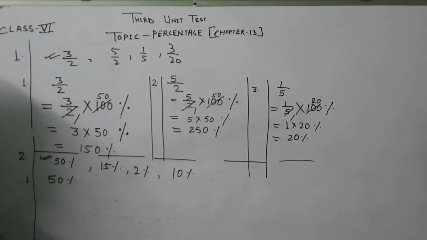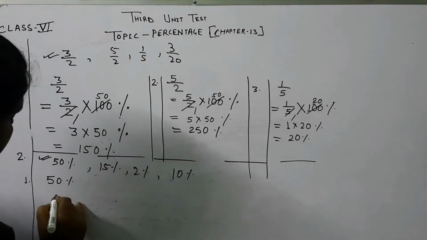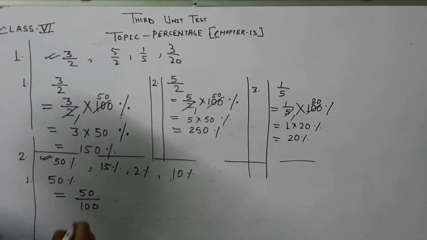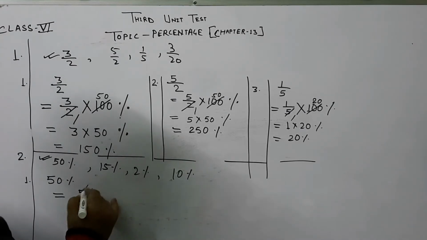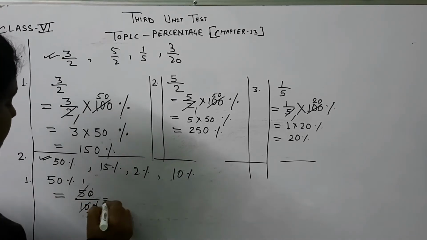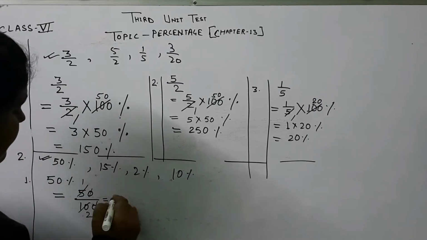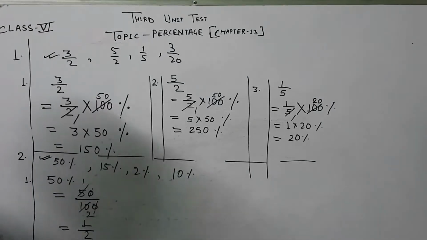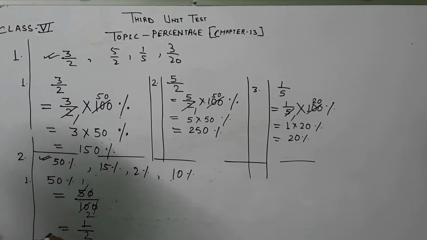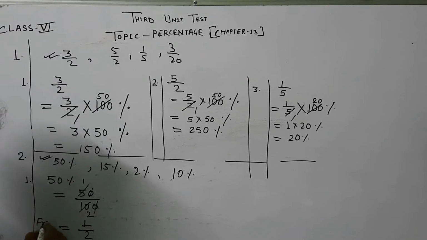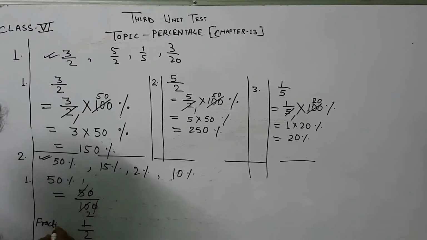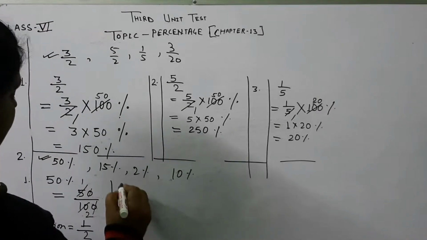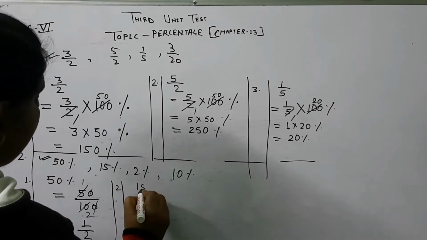And students, what I told, percent means per 100. 50% means 50 by 100. Okay. Now reduce this number. 1010 cancel. Then 5 ones are 5, 5 twos are 10. What is left on the top? 1. And in the down, what is left? 2. So 50%, that is a fraction is here 1 by 2.